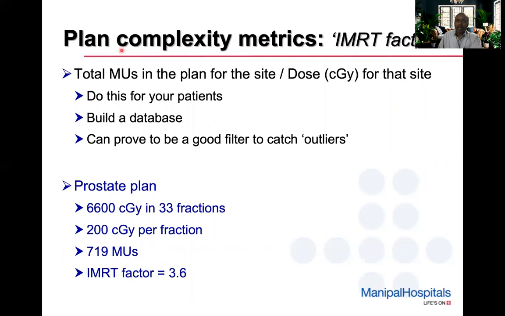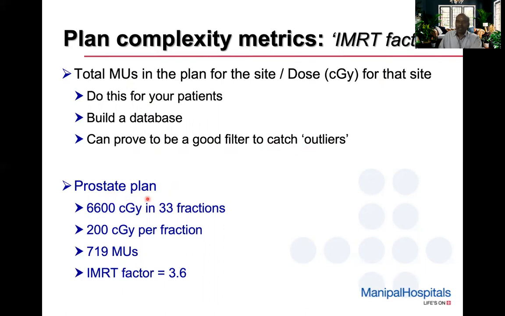And in our clinic we use a very simple plan complexity metric called the IMRT factor. It is nothing but the total MUs in the plan for the site divided by the dose per fraction in centigray. That is computed, and you can do this for all your patients and build a database, and it can prove to be a good filter to catch outliers.